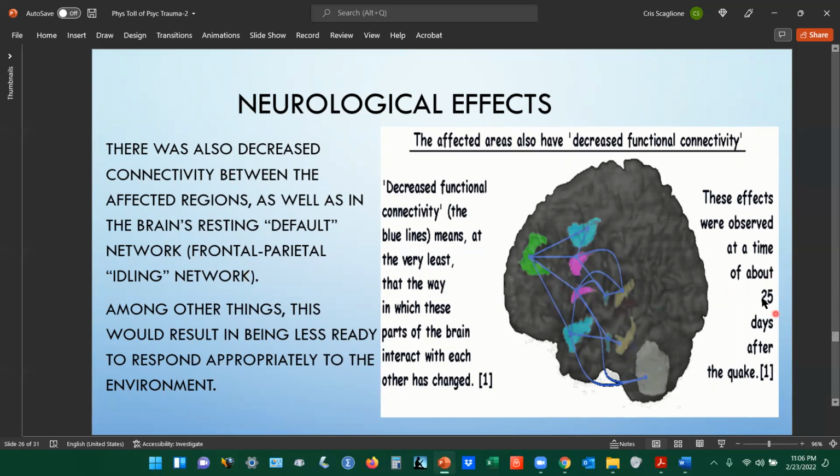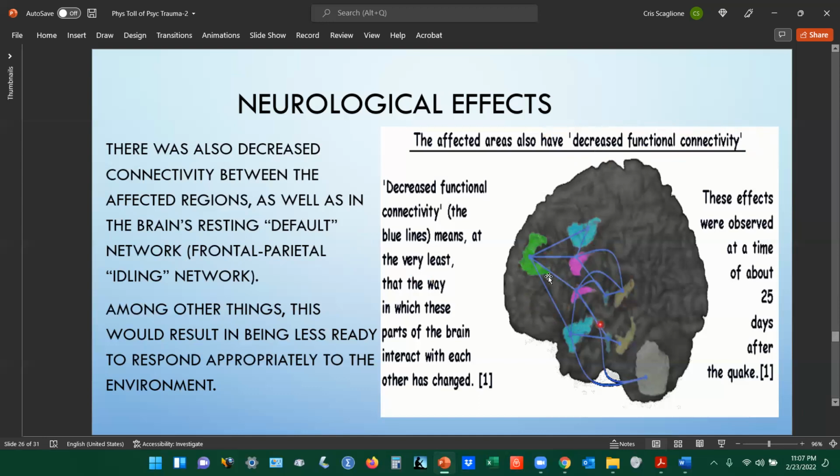So just within 25 days of this earthquake, not only was there way too much activity going on in the subcortex, but the cortical systems that normally can downregulate or modulate them were weakened. There was, as this says here, decreased functional connectivity, meaning that the connections between them that normally allow them to function optimally were no longer as viable. There was limited ability of the cortex to downregulate or modulate the emotional parts of our brain.